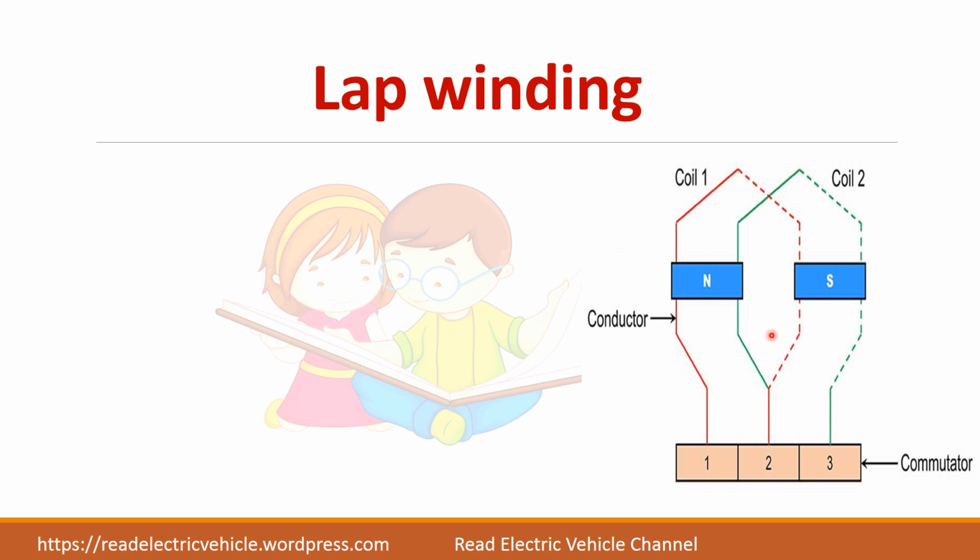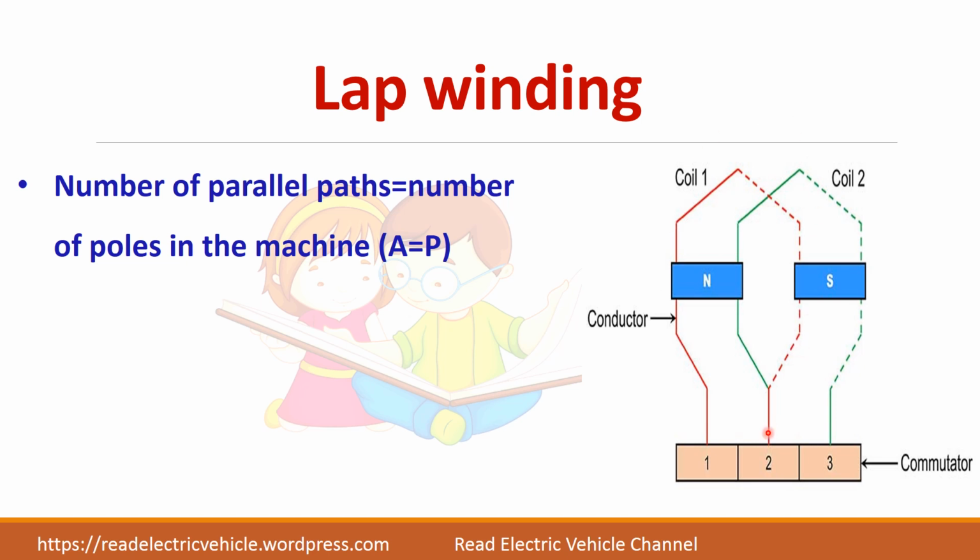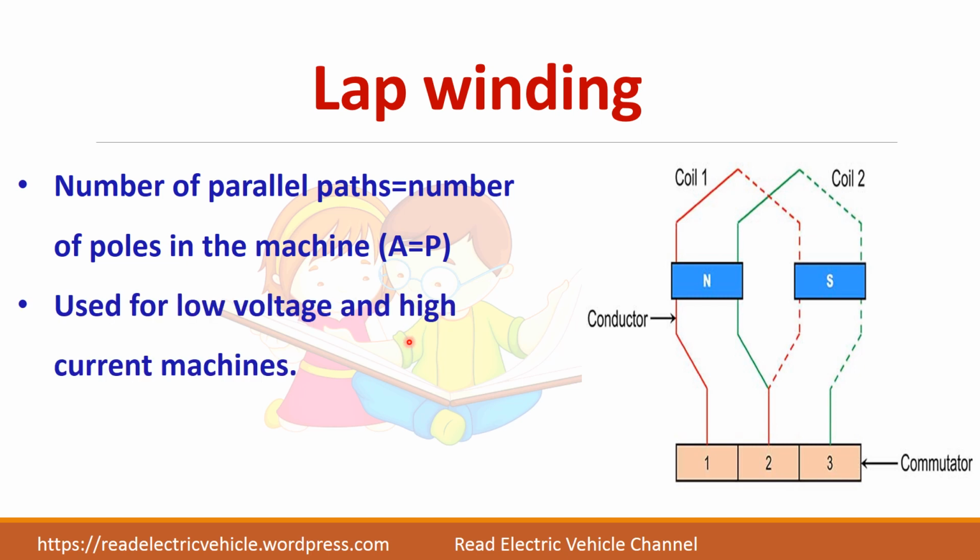In lap winding, you see here, one end of the coil is connected here, and the other will be connected to the other segment. In this case, the number of parallel paths will be equal to the number of poles in the machine. We have considered a 4-pole machine, that is, 2 north poles and 2 south poles, so the number of parallel paths is 4. This type of lap winding is preferred for low voltage and high current machines, where voltage will be low but the machine has to carry a large current.